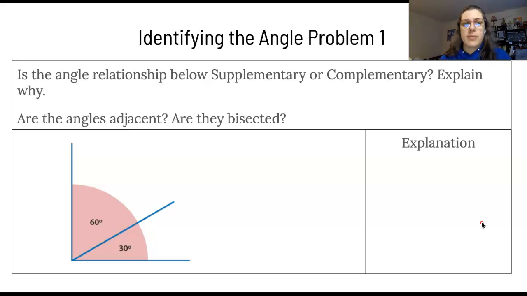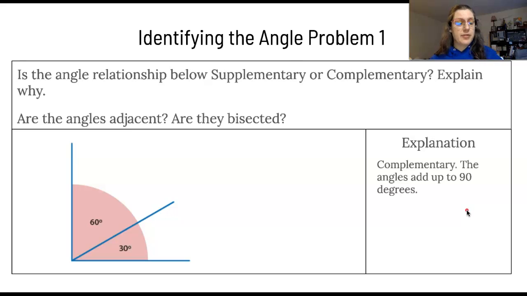So let's try an example problem. Is the angle relationship below supplementary or complementary? Explain why. What do you think? Tell me. You're totally right. It's complementary because the angles add up to 90 degrees. An extension of that: are the angles adjacent, and are they bisected? So do they share a side, and are they cut in half equally?